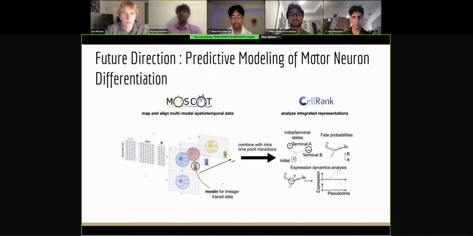Using CellRank, we intend to analyze these trajectories to identify initial progenitors, terminal states, and key fate branches. We will compute fate probabilities and analyze gene expression over pseudotime to reveal when motor neuron subtypes diverge, insights that are critical for understanding congenital motor neuron disorders.